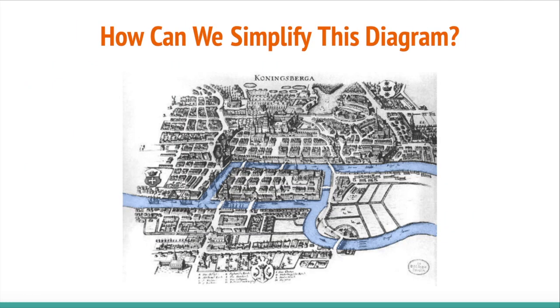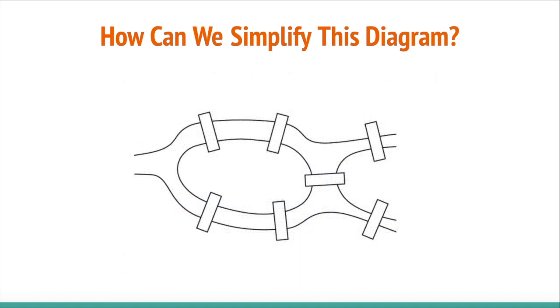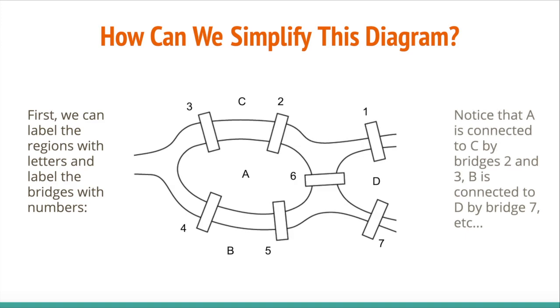So how can we simplify this diagram? Well, we can make all the bridges look like this and reduce the city down to this little link shape. So first we can label the regions with letters and label the bridges with numbers, just to make notation easier for ourselves. And we can notice that A is connected to C by bridges 2 and 3, B is connected to D by bridge 7, and this goes on for all the bridges in all the regions.